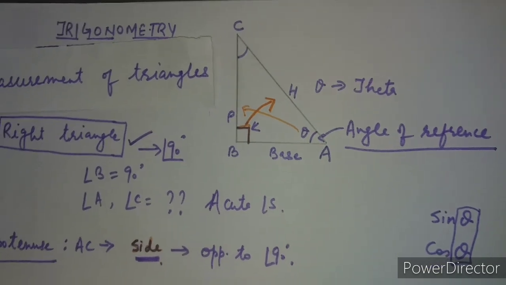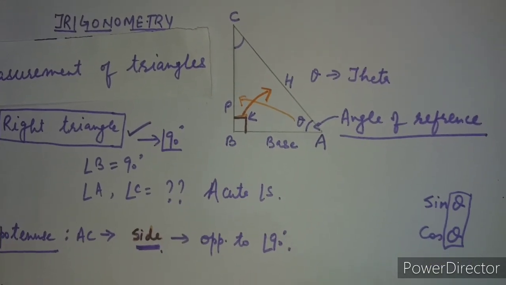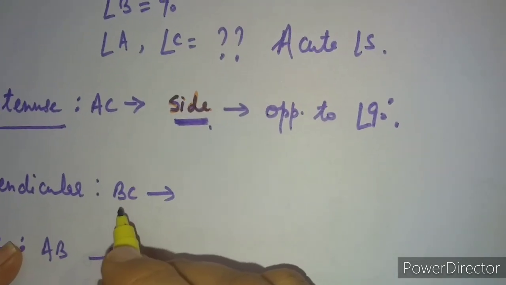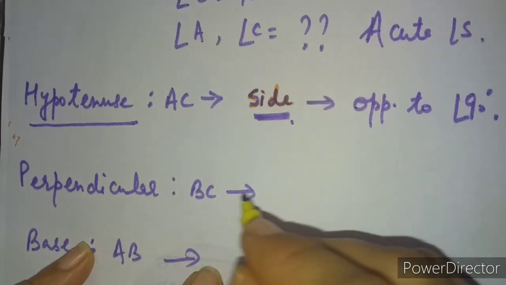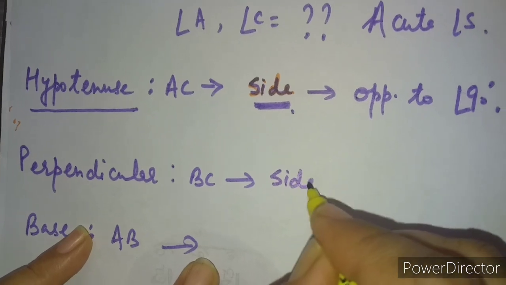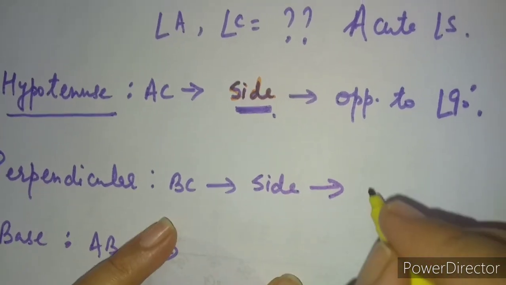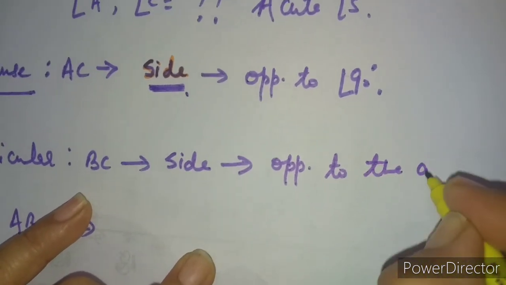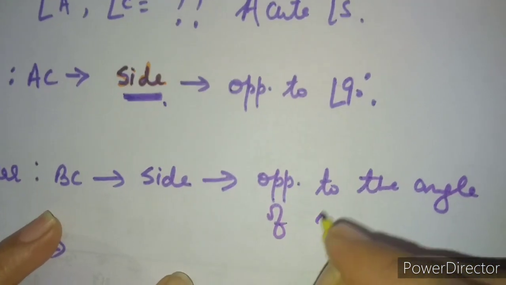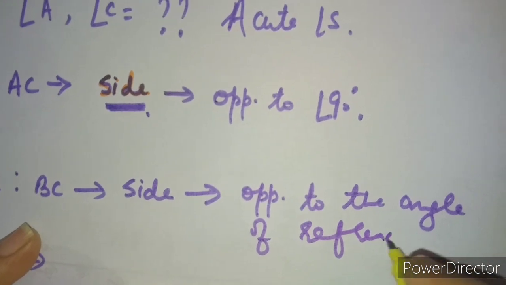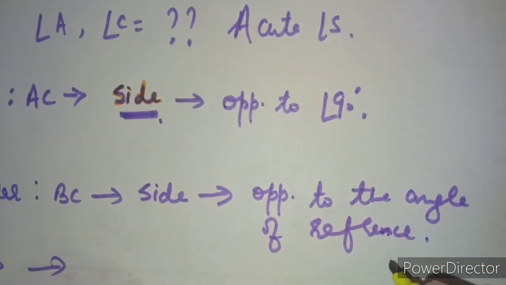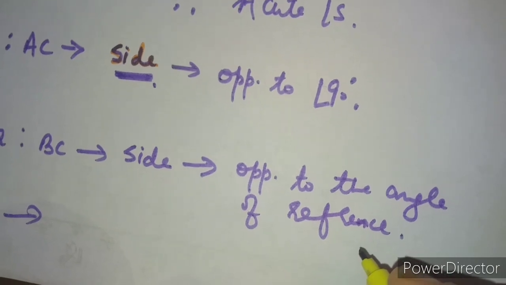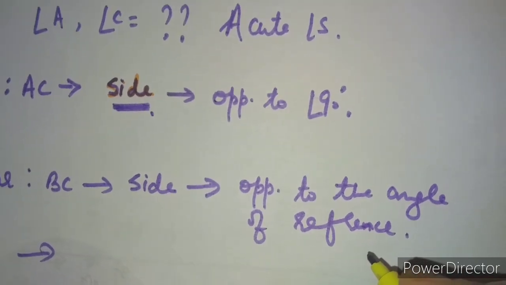So we will write here that perpendicular is the side BC. And perpendicular is again the name of a side only. And which side? It is the side opposite to the angle of reference. Clear? The angle of reference will be one angle out of the remaining two angles, which will be acute angles only. Opposite to them we have to take the perpendicular.